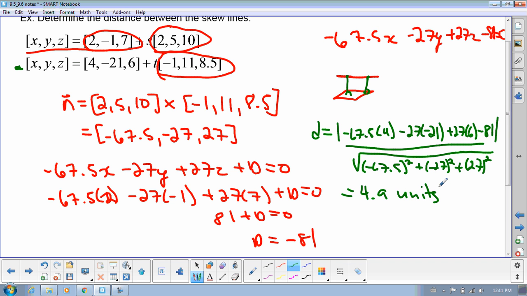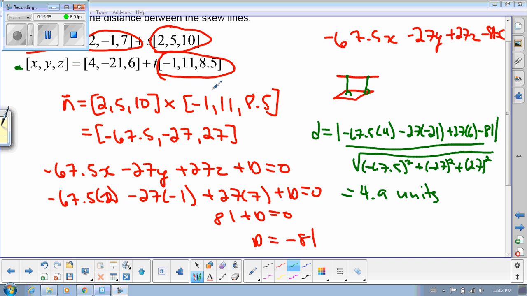So anytime you're looking for the distance between skew lines, the easiest way is to think of it as one line and then create a plane using both direction vectors. So hopefully this makes sense. And if you have any questions, come see me.